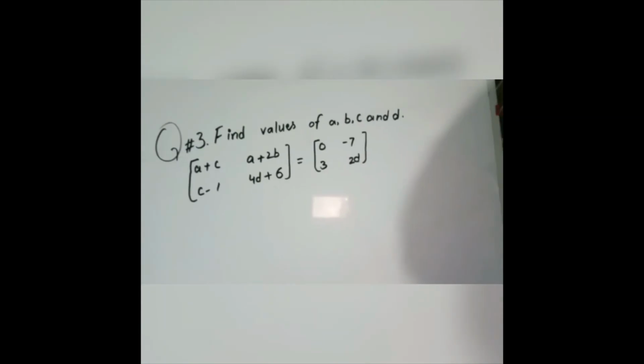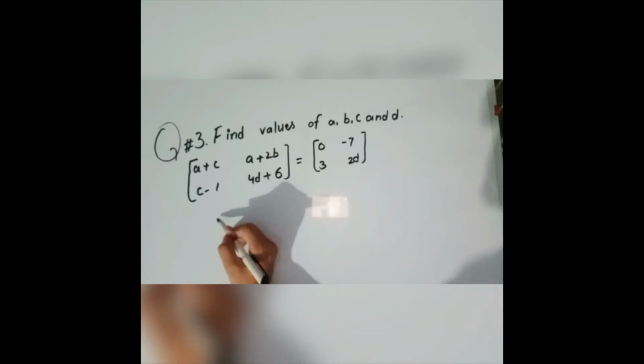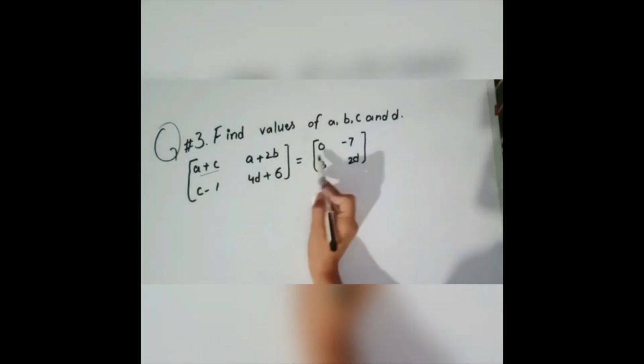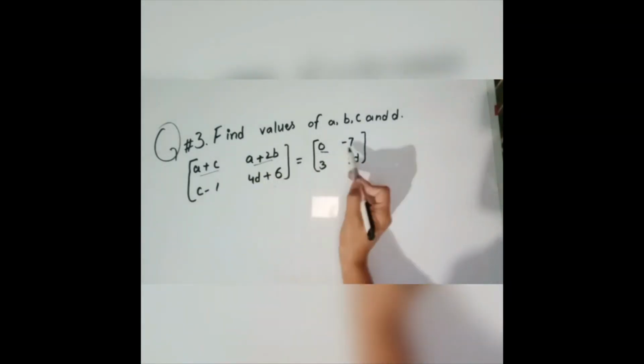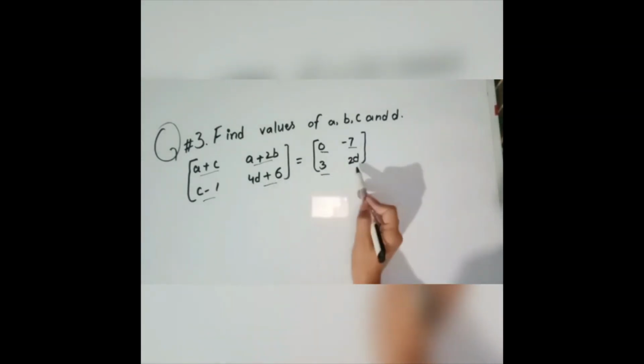The third question of the exercise is to find the values of A, B, C and D. Two equal matrices are given. In equal matrices, corresponding entries are equal by the definition. So we have to find the values of A, B, C and D. Corresponding entries are equal. It means that this entry is equal to this one, this entry is equal to this one, and this entry is equal to this one. Also this entry is equal to this one.